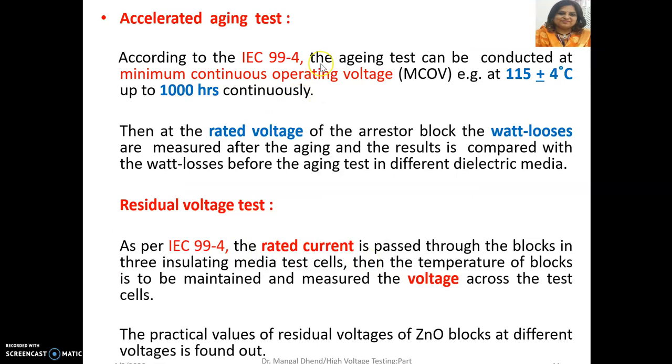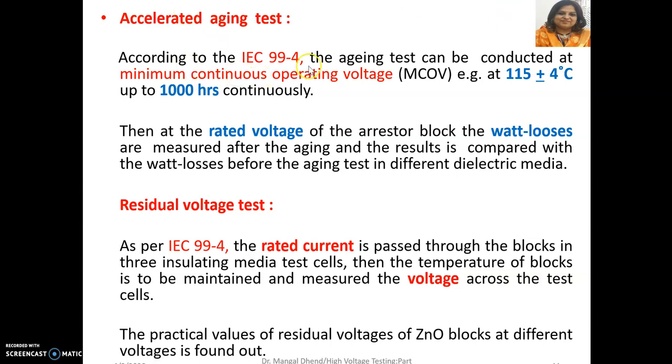The next test is the accelerated aging test. The name itself implies it is an aging test, means how much your disk or lightning arrestor block has aged, means degraded. And accelerated means you will purposefully create the aging and then check how much aging occurs and what the performance of this arrestor block will be if aging occurs.